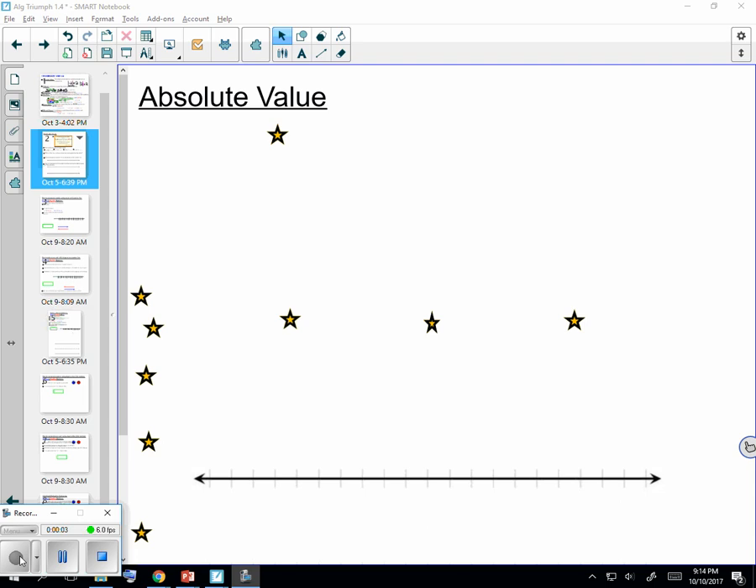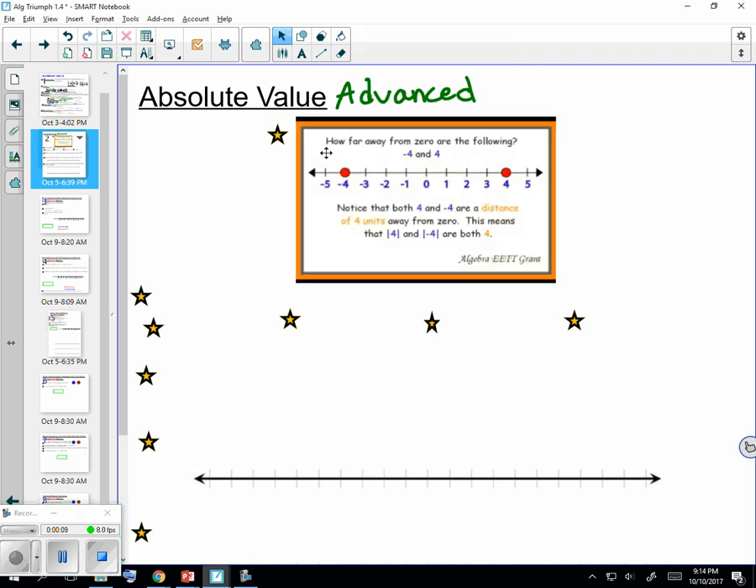Finding absolute value, advanced version. The absolute value of a number is how far it is from 0.